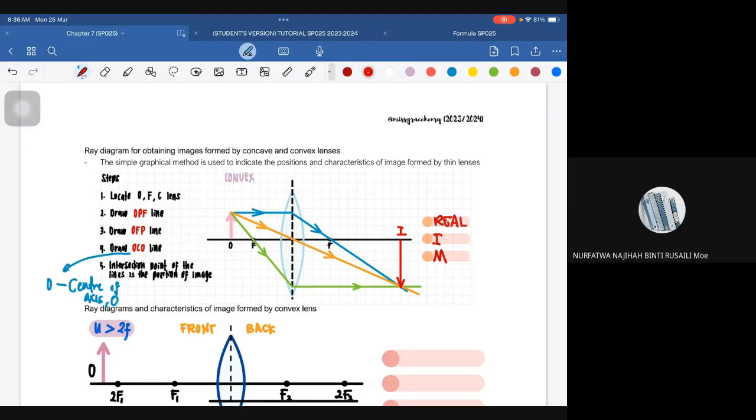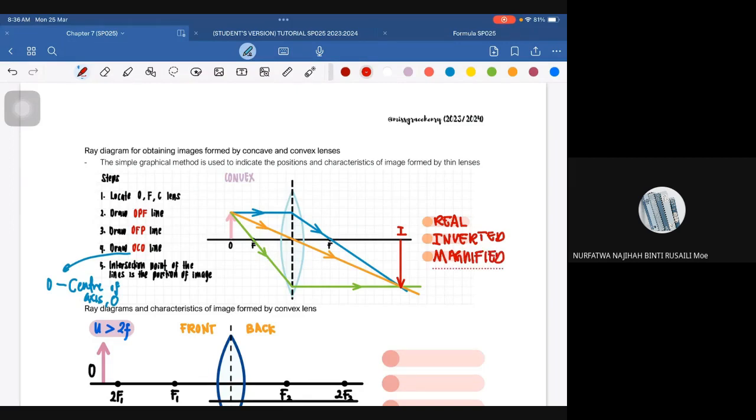Next, what do we know? This object is pointing upwards, but the image is pointing downwards. So what do we call the image? We call the image an inverted image. So write it down. Inverted. Then if you look, the object is much smaller than the image, meaning the image is magnified. So write magnified.